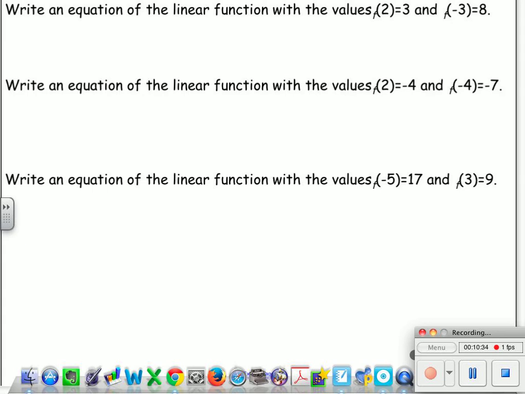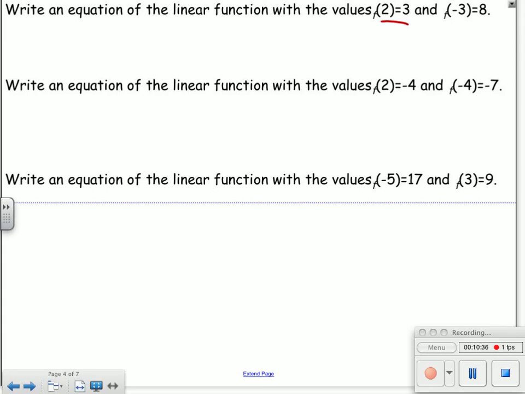Remember, for linear functions, we can just substitute in y and x for this sort of notation here. So let's just do that. We're going to change these points. So this is going to be the point (2, 3). This is going to be the point (-3, 8). When we do that, it's the exact same type of problem as before.